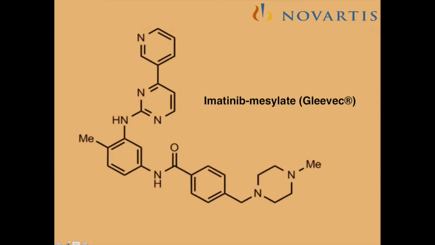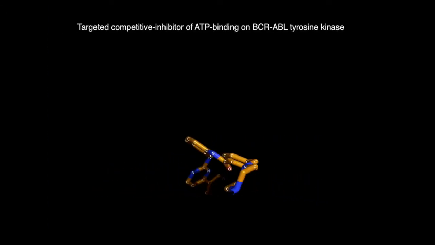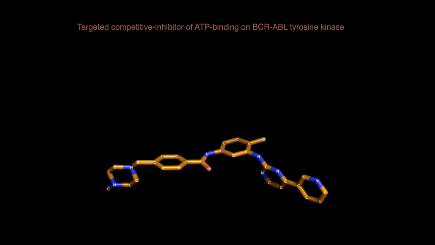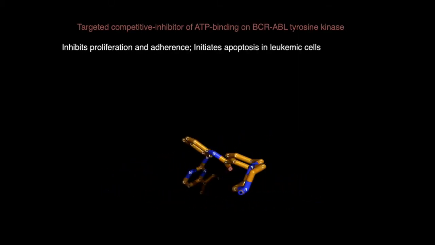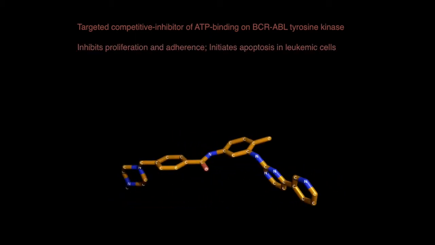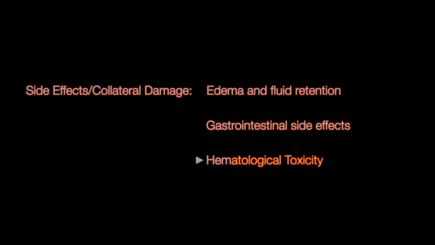As the tyrosine kinase is the effector part of the oncoprotein, it was the logical target for inhibition. Gleevec is a targeted competitive inhibitor of ATP binding on BCR-ABL and is FDA approved for CML treatment as it inhibits proliferation and adherence as well as initiates apoptosis selectively in disease-causing BCR-ABL positive or leukemogenic cells. Although side effects are common, they are usually very mild and rarely lead to discontinuation of therapy.